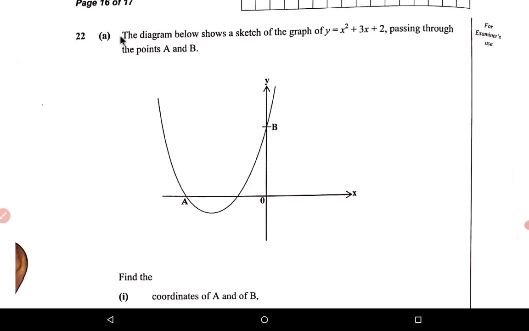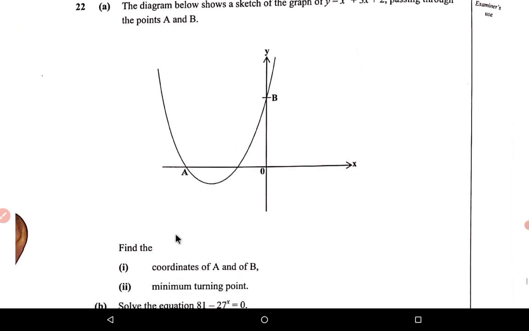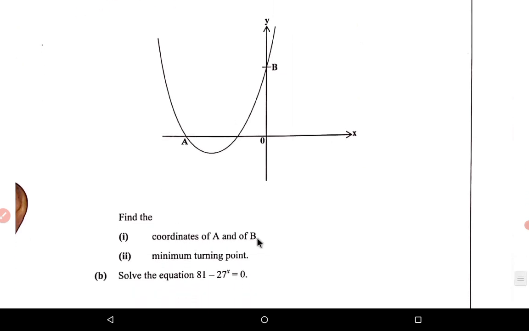So we're on question 22. The diagram below shows a sketch of y equals x squared plus 3x plus 2 passing through the points. This question comes under calculus, and we'll take it very simple. The first question says find the coordinates of A and B.